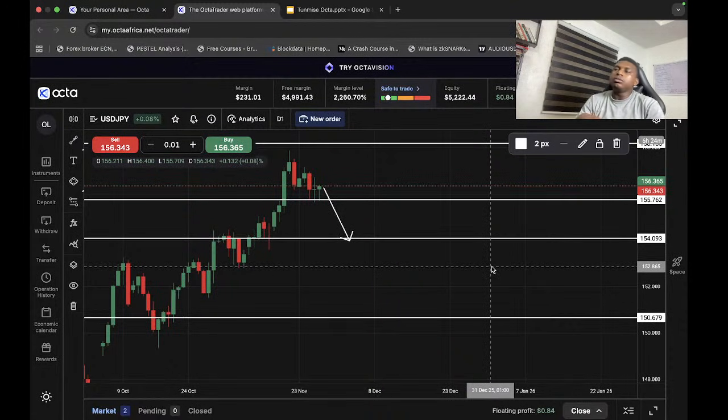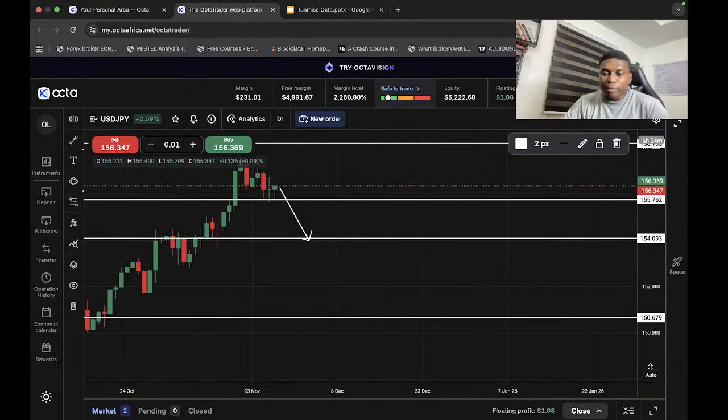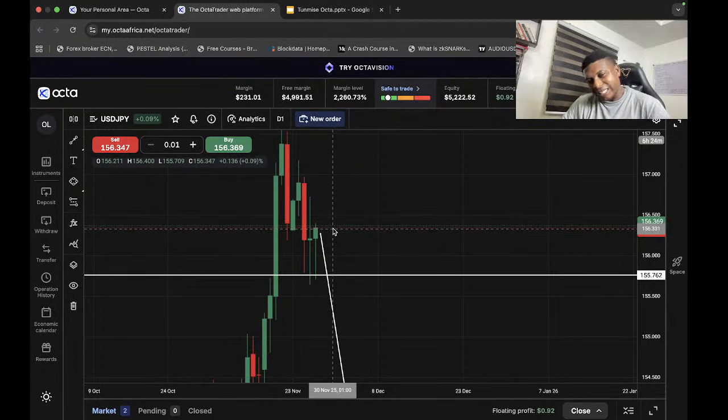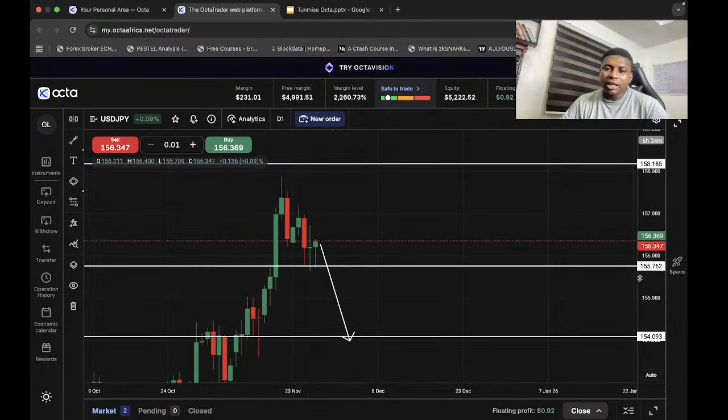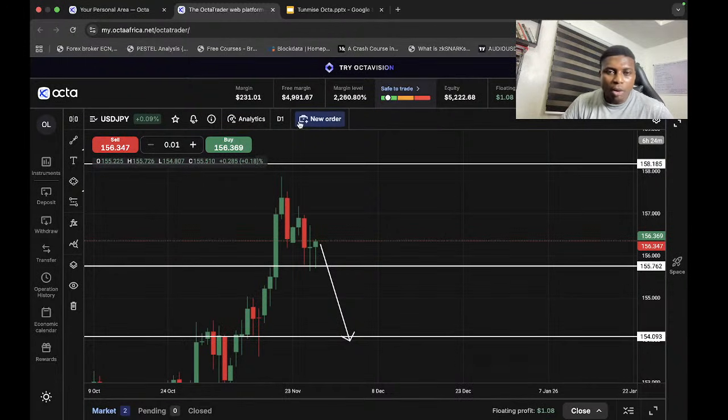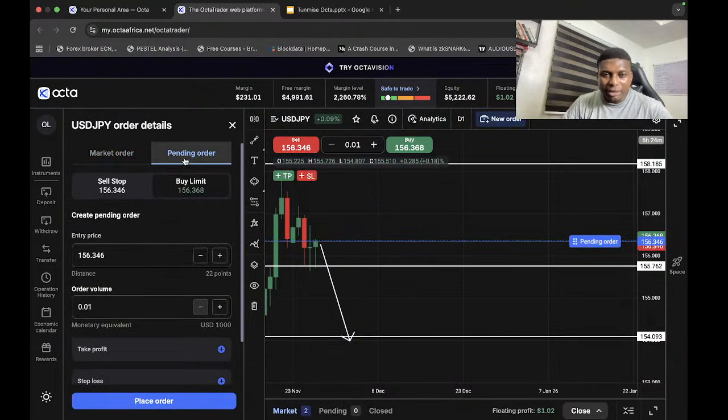So I am still very much bearish on USDJPY. While this looks like bullish momentum coming in, from what I can see, it's looking bearish. So what I'm going to do is to set a pending order.